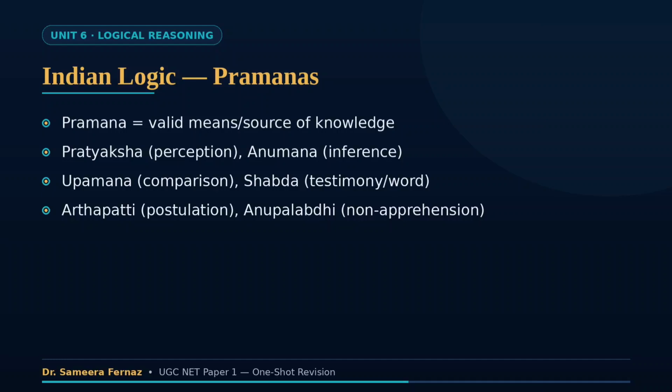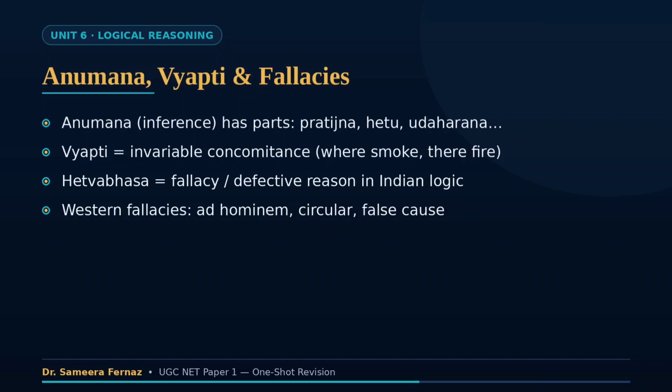Next is Anumana, Vyapti and Hetvabhasa. Let's go a little deeper. Anumana or inference has its own steps and parts. Vyapti means an unbreakable link, like where there is smoke, there is fire. A wrong reason is called Hetvabhasa, a fallacy. In Western logic, watch for ad hominem and false cause.